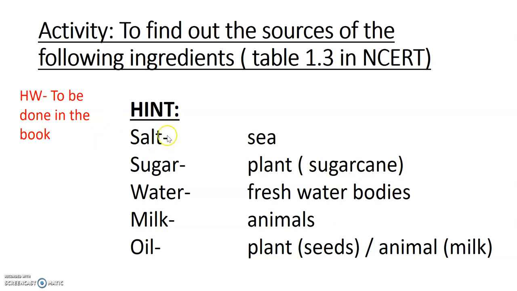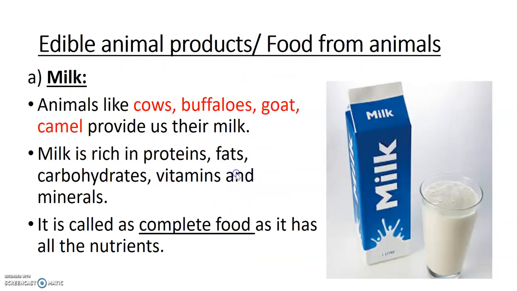But I want to highlight here salt. If ingredient is salt, what is the source? Seawater. If ingredient is sugar, what is the source? Sugarcane or beetroot. If water is one of the ingredients, what is the source? Freshwater bodies. I want to just give importance to this point, that apart from the sources that we have studied from plants or we are going to study for the animals, there are still some sources which are not from plants or animals but are from, like, the sea. The salt is coming, water, the freshwater bodies. So please complete table 1.3 from the NCERT.